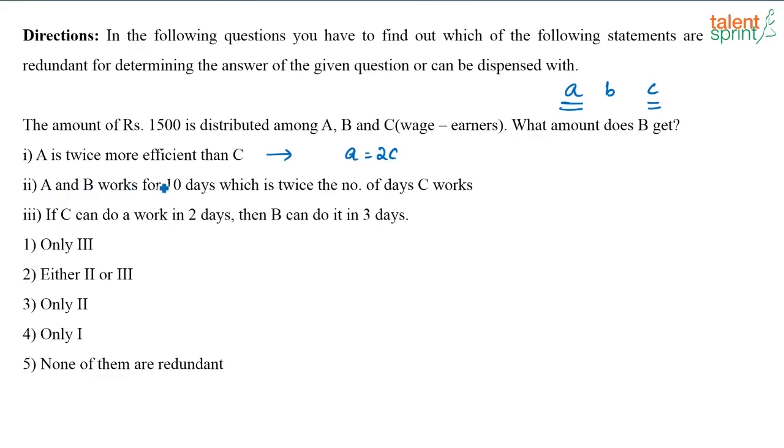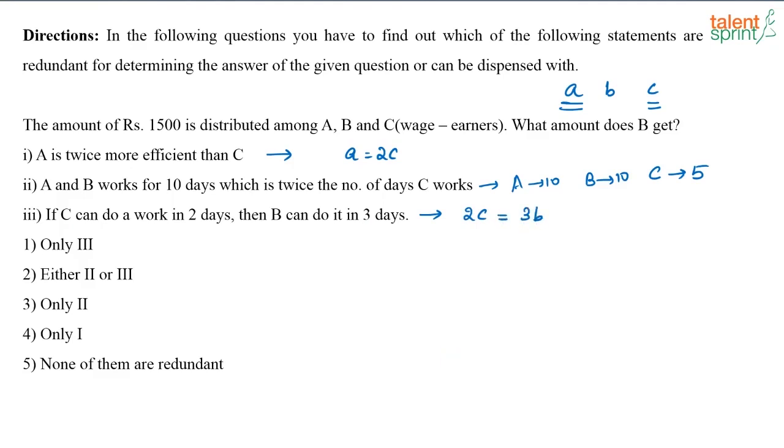Now, A and B work for 10 days, which is twice the number of days C works. So here what do I know? A is working for 10 days, B is working for 10 days and C works half of 10, that is 5 days. Next, if C can do a work in 2 days, then B can do the work in 3 days. So in 2 days C will do 2C units, and in 3 days B will do 3B. So 2C is equal to 3B.